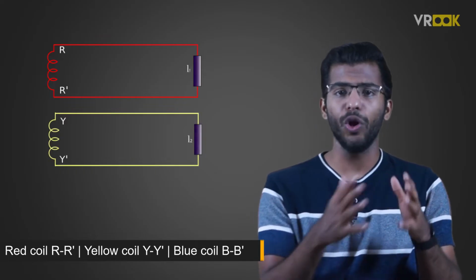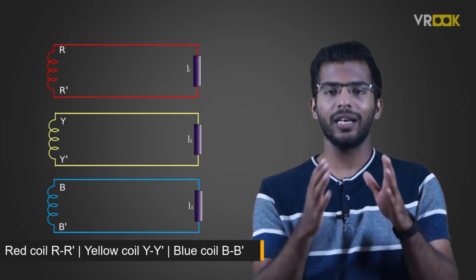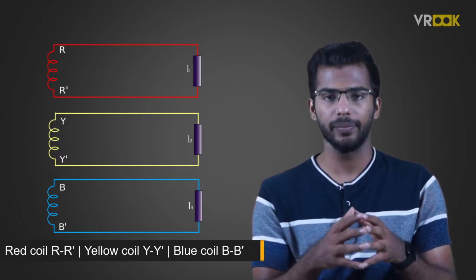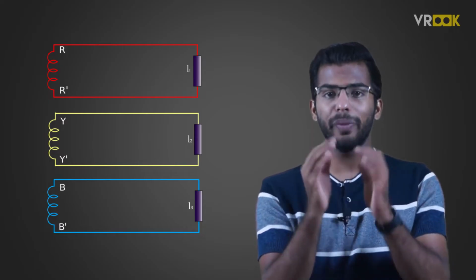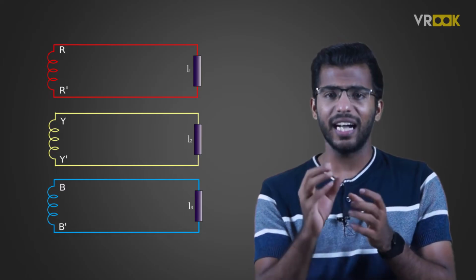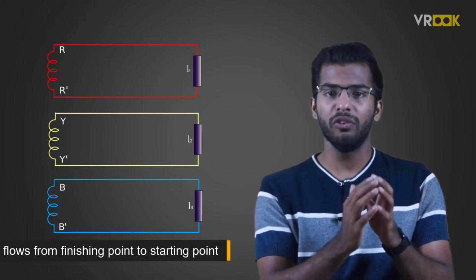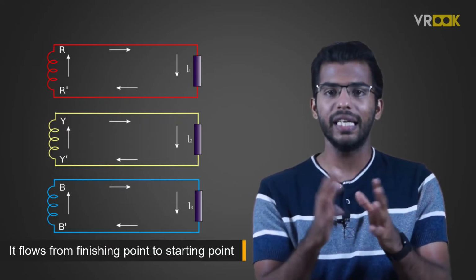Similarly, we have yellow coil Y and blue coil B connected to some loads as well. We have purposefully isolated each coil to make you understand the connections in a better way. The current is assumed to be positive when it flows from finishing point to the starting point in each phase.